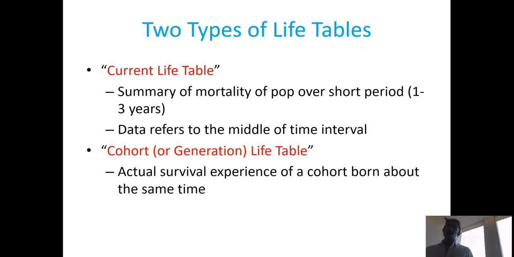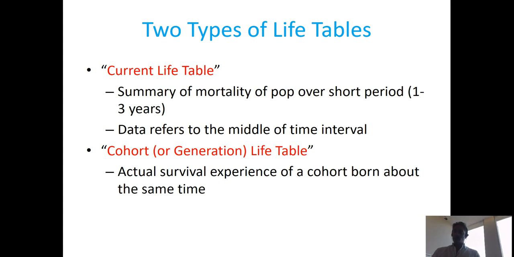There are, in general, 2 kinds of life tables, the current and the cohort. So the current life table is the one that's used most commonly by insurance companies and governments and actuaries. And it's talking about the mortality rates of a large population.